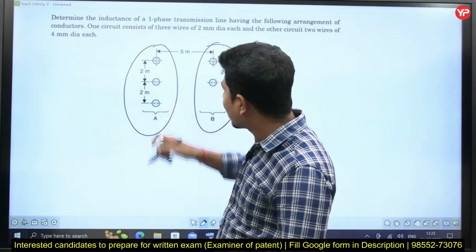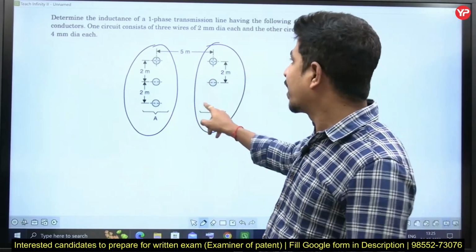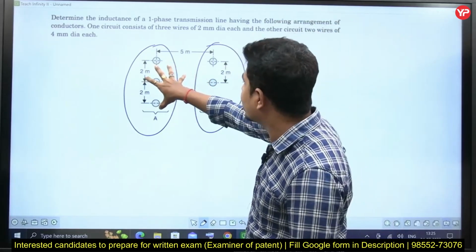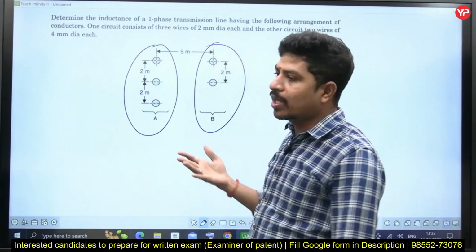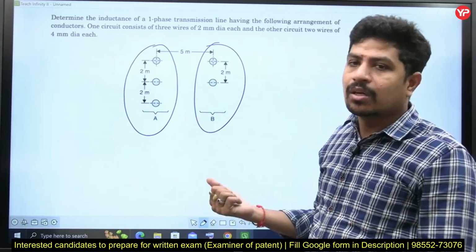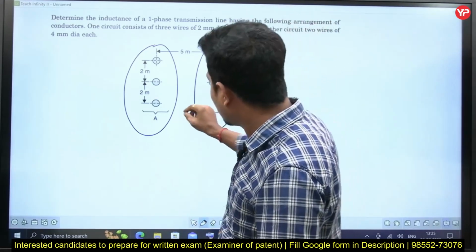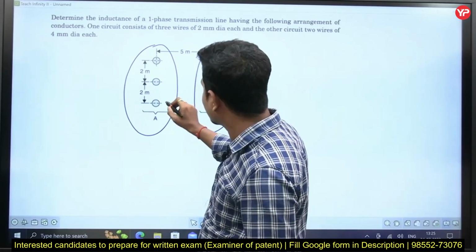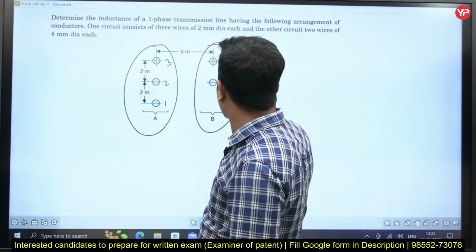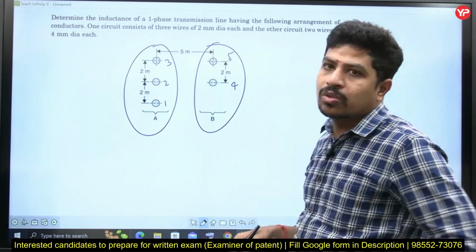All these 3 are forward wires, these 2 are return wires, right? So you have to find what is asked, the inductance of single phase. This is single phase transmission, these 3 are forward, these 2 are return. You can take it that way. Circuit A is forward wires, circuit B is return wires. I can say this one as 1, 2, 3. This is 4, 5 I'll take. 1, 2, 3 belong to circuit A, 4, 5 belong to circuit B.